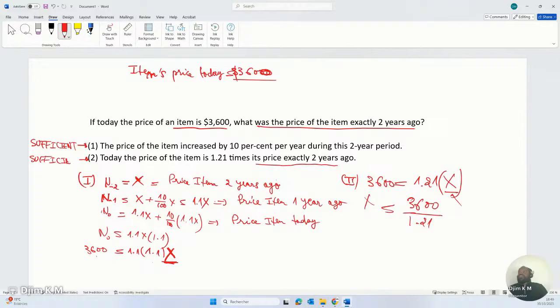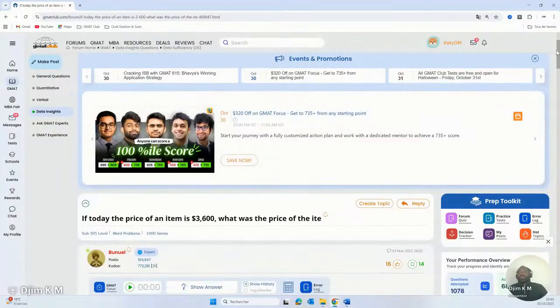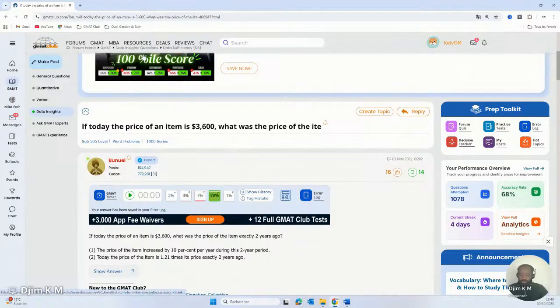Okay, so that means that both conditions alone can allow us to find the answer to the question that the prompt asked. What was the price of the item exactly 2 years ago? So answer B is the correct answer. Like if we come and check here, answer D is the correct answer.